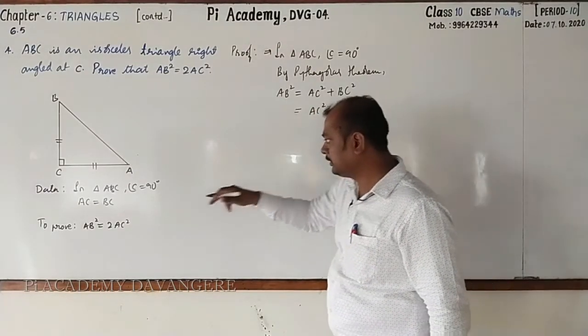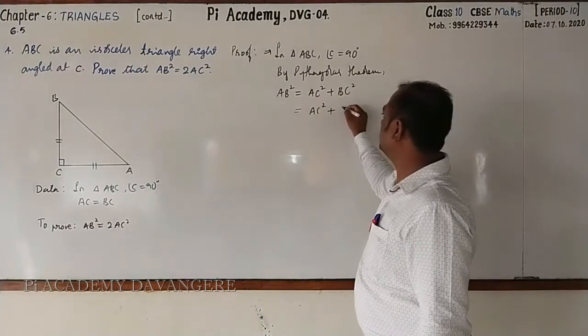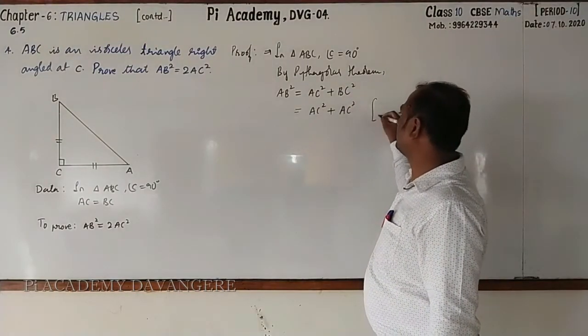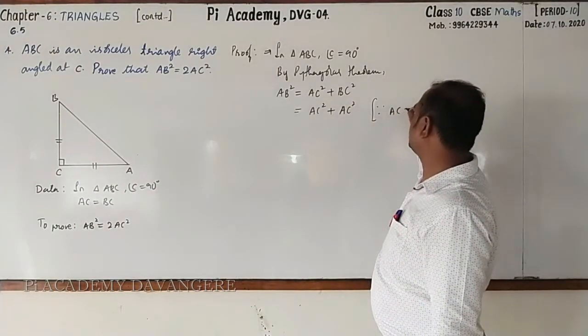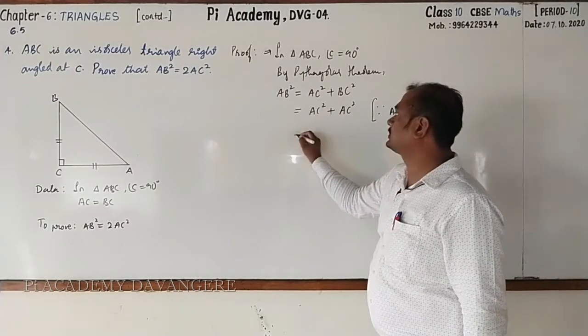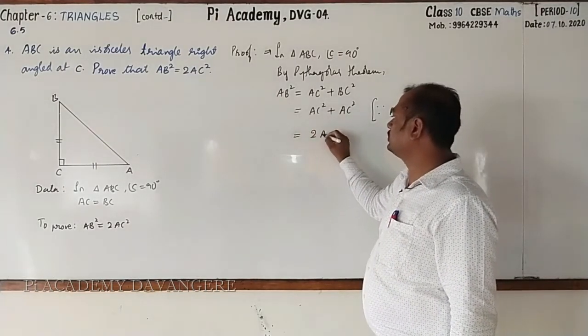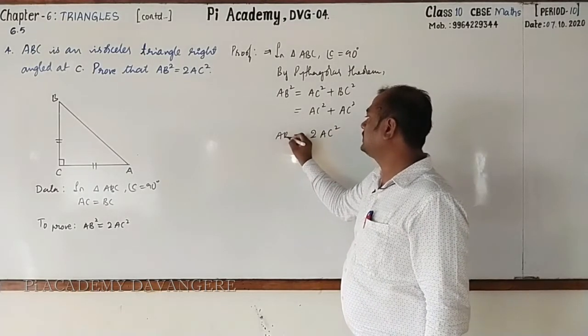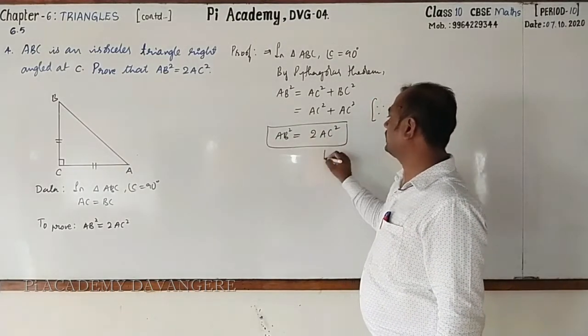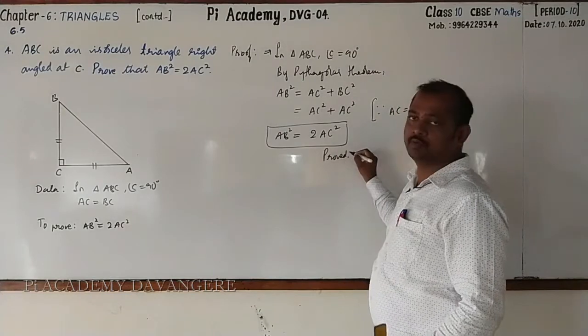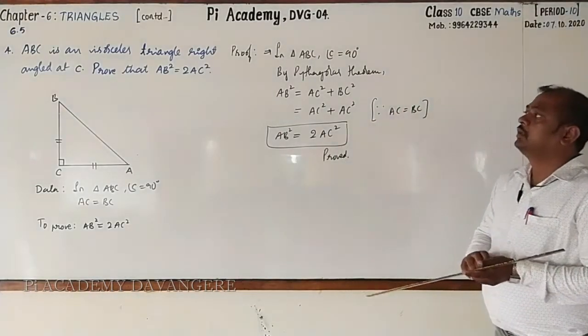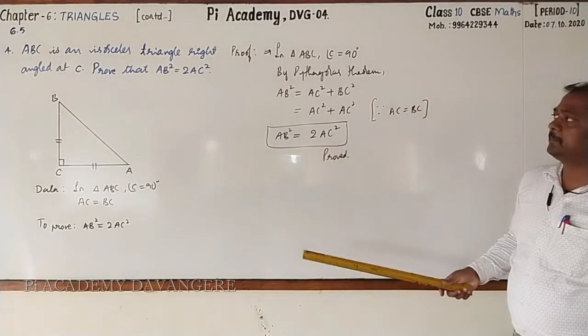What is BC? BC is nothing but AC. So AC square, because AC equal to BC. Next, AC square plus 1 AC square, it is 2 AC square. AB square equal to 2 AC square. Hence it is proved. Got it? Such a simple proof it has.